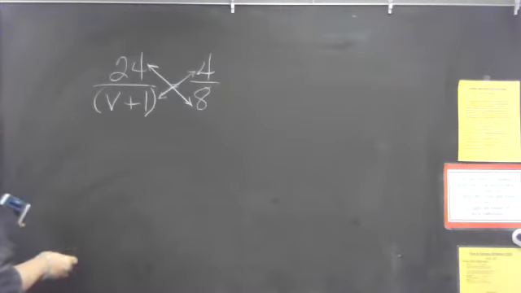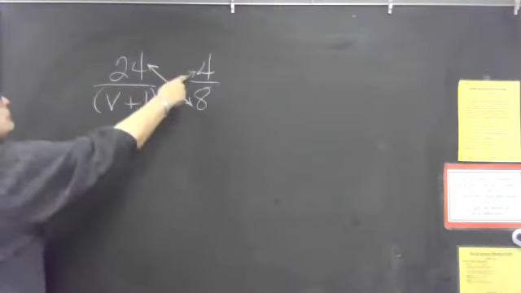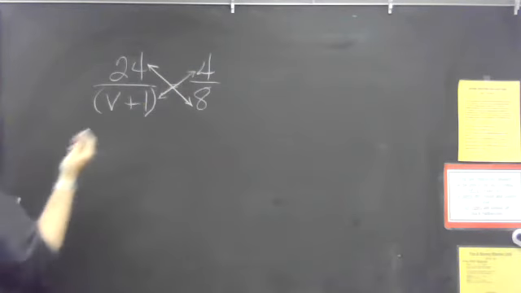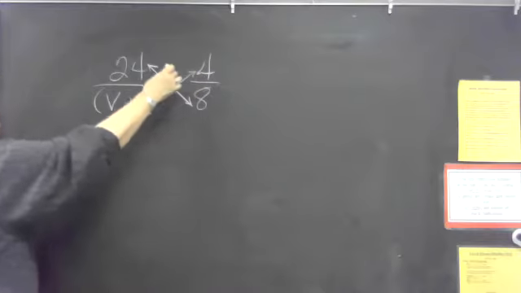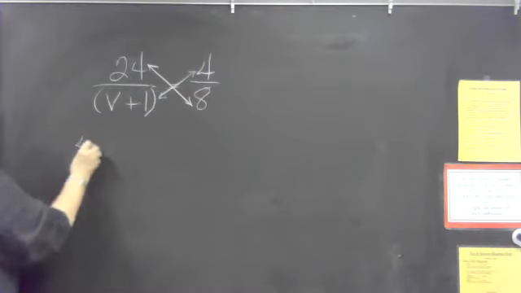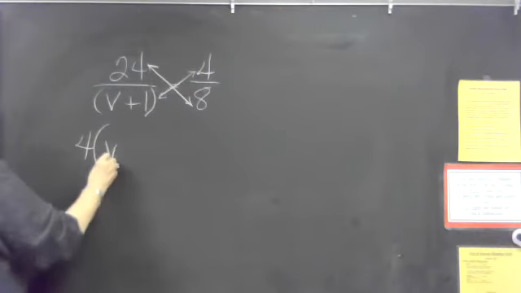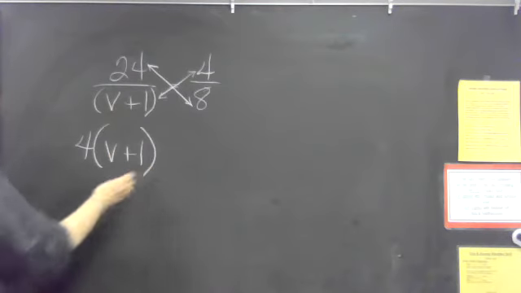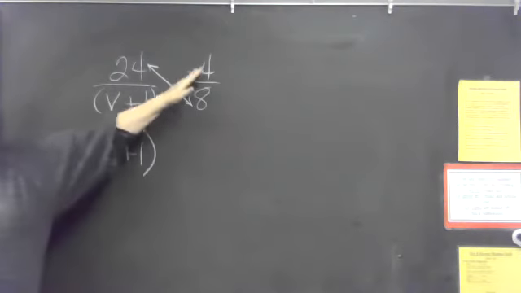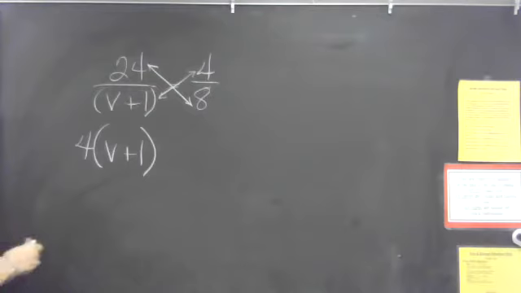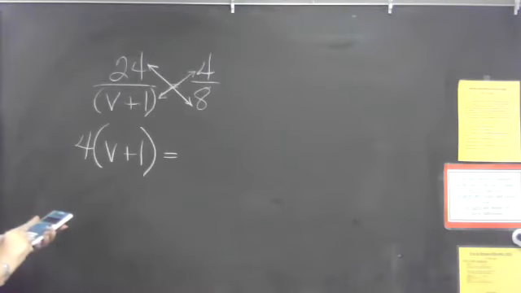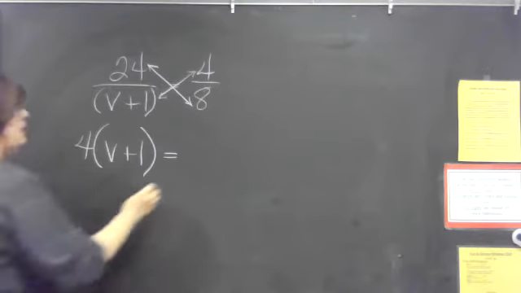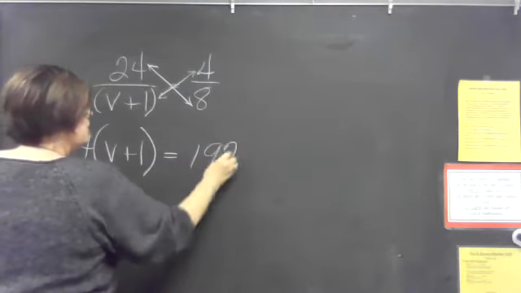All right. So what we're going to do, this is the part that's new to you all, and we're going to multiply, okay? So I'm going to put the 4 and multiply it to this set. 4 times v plus 1, okay? That's the product of this, and that always has to equal the other side. So I have 24 times 8, 192. Is that what y'all got?